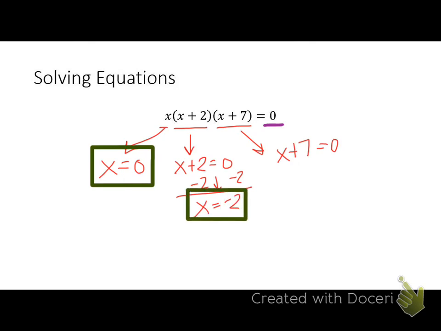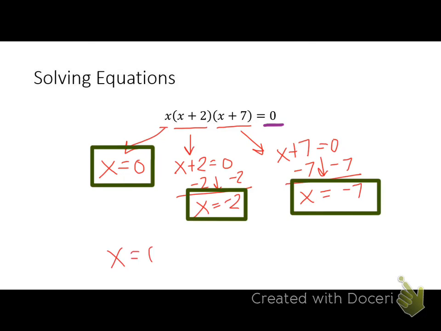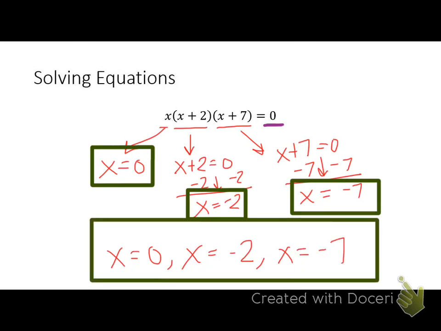Since I had 3 factors, I'll have 3 answers. Last but not least, I have x plus 7, so I need to subtract 7 from both sides. 0 minus 7 is negative 7, and I'm left with x over here. That gives me my third answer. But I need to write all of them in one spot. So I have x equals 0, x equals negative 2, and x equals negative 7. And then we will box all of those.